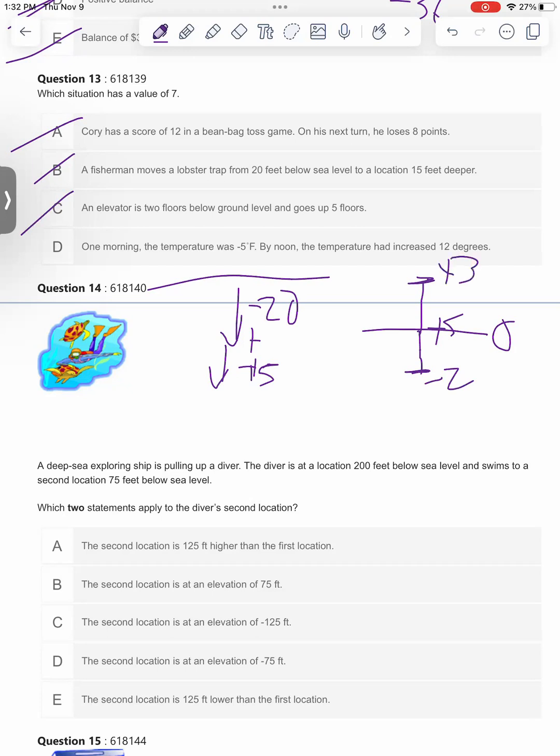All right. One morning temperature was negative 5 degrees. By noon, it had increased 12 degrees. So now it's going to be 7 degrees. So again, you're at negative 5 down here. It goes up by 12. You go up by 12, then the 5 cancels off of that, right? So 12 minus 5 is another positive 7.